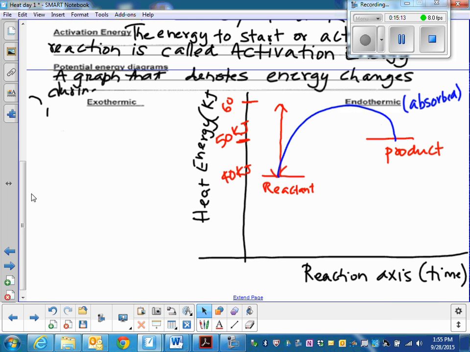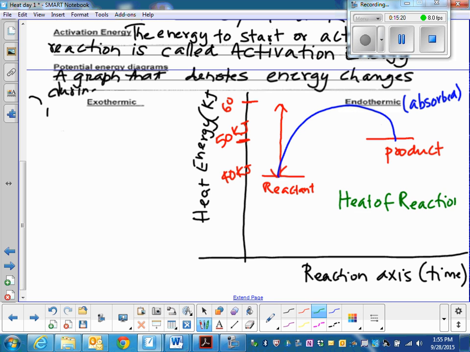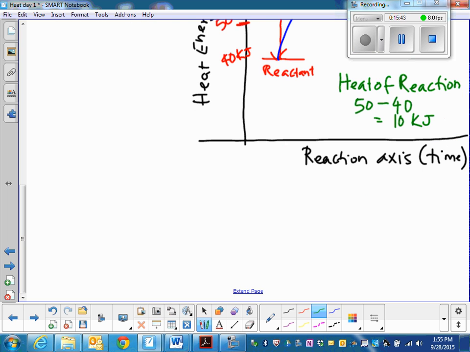Now, what is my heat of reaction? Can somebody tell me? Heat of reaction is always final minus initial, product minus reactant. What is that? 50 minus 40, which is equal to 10 kilojoules. Right? Is my heat of reaction 10 kilojoules? Now, have you ever heard of a catalyst? What is a catalyst?